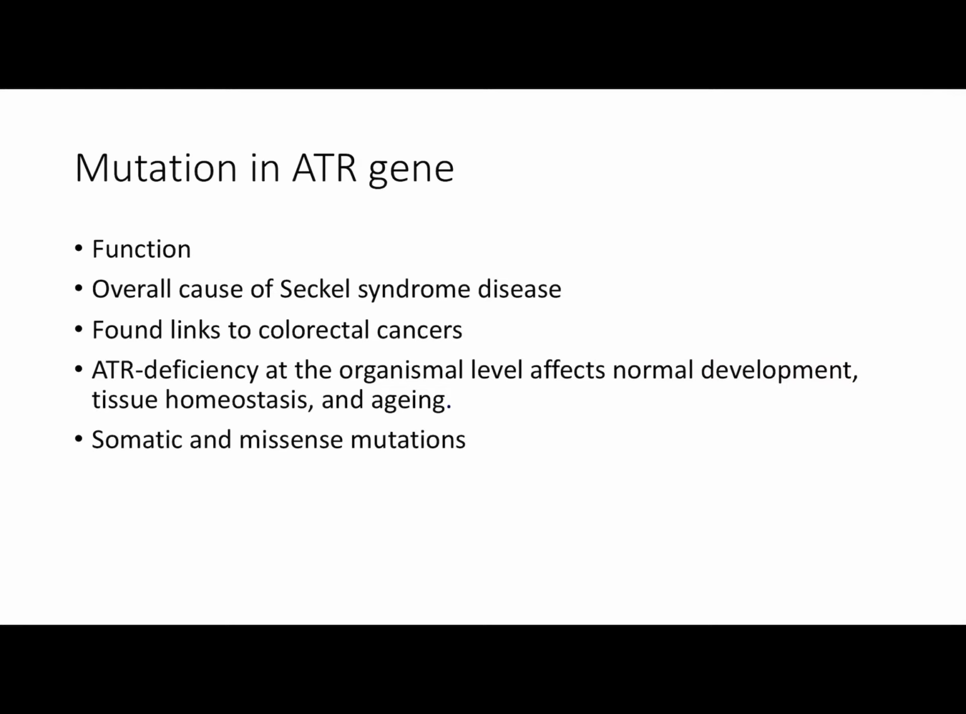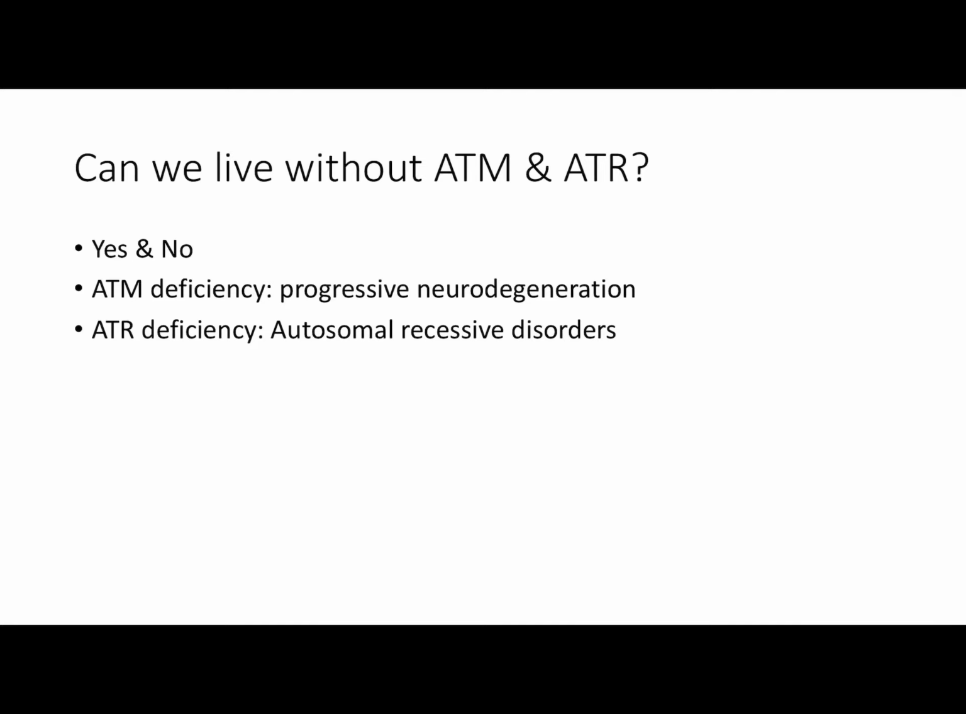And it's important to know that ATR deficiency at the organism level will affect normal development, tissue homeostasis, and aging overall. So the question here is, can we live without ATM and ATR? The answer is half yes, half no. So ATM deficiency will overall lead to progressive neurodegeneration, and ATR deficiency will lead to autosomal recessive disorders. So you will have some brain damage, you will have just overall nervous system disorders.